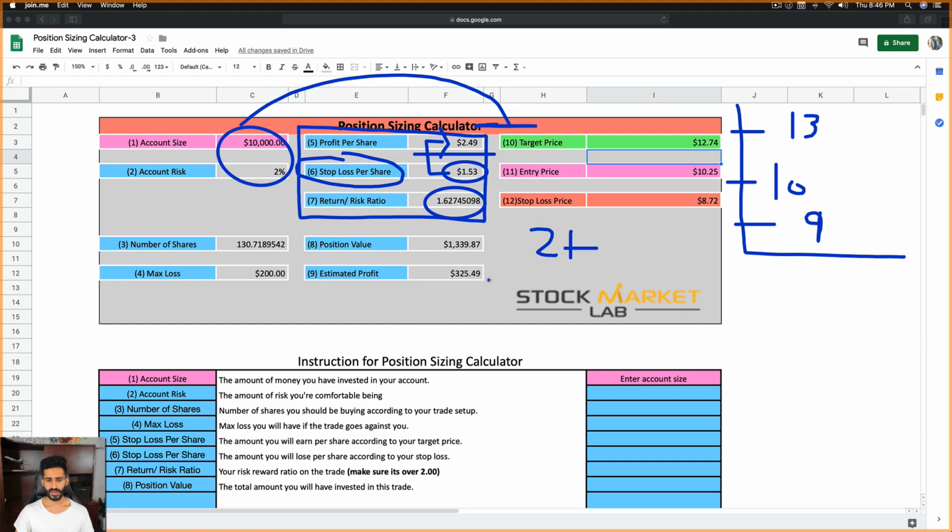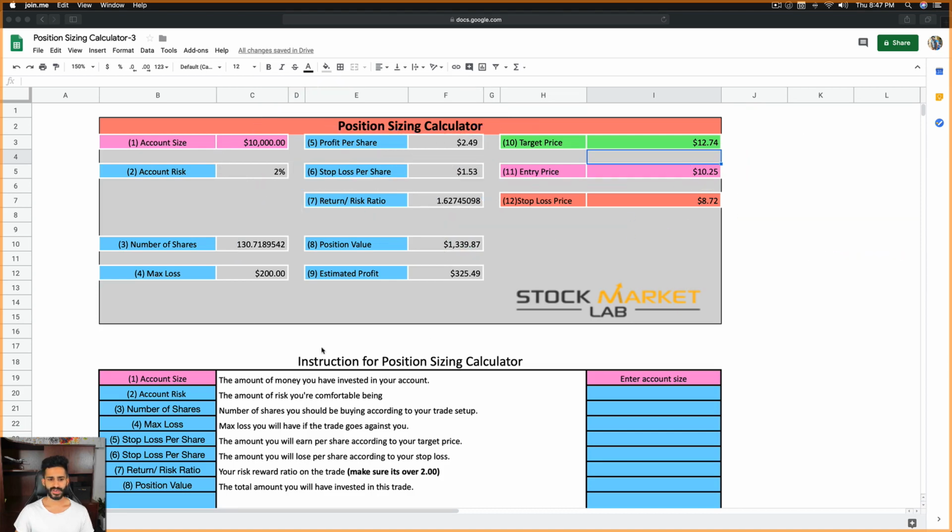Not a good trade. Now, the way the position sizing aspect works is if you guys look right here, this tells us we are only allowed to buy 130 shares of this stock. If we buy 130 shares at $10.25, we are investing this much. This is how much our cost will be. How did it formulate that? It multiplied 10.25, right, by 130, and it got this number.